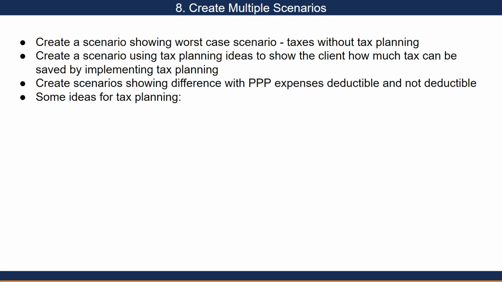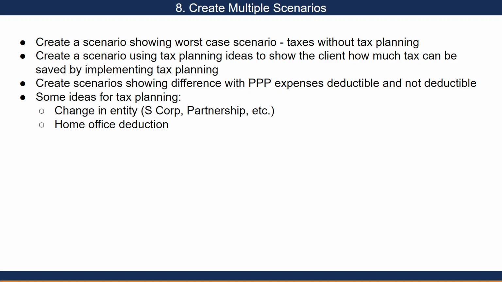Now, what are some ideas for tax planning? We'll go through a lot of these. We have videos for each of these in the Tax Tutor program. We'll go through each of them in detail, but we'll just mention them here. We've got a change in entity, so maybe they want to go to an S Corp or a partnership or a C Corp or some other type of entity. That could be tax planning. Home office deduction. If they're not taking a home office deduction, we can run a scenario showing them how much tax they would save if they had a home office.